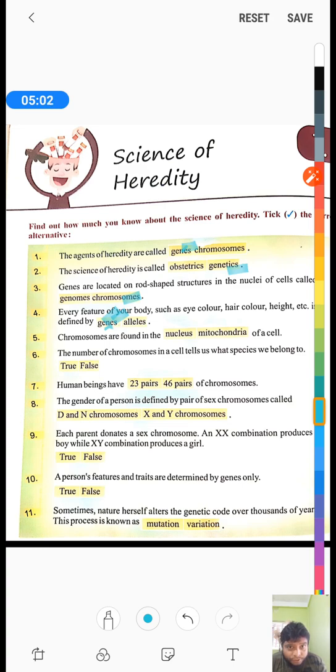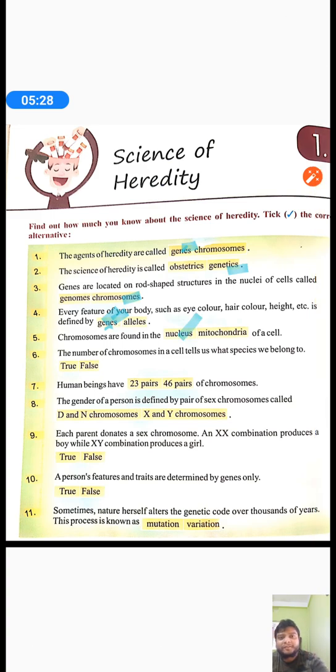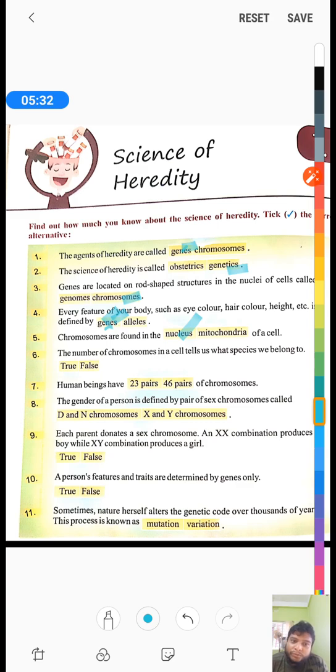Now, next question. Chromosomes are found in the nucleus or mitochondria of a cell? This answer is given in the above question only, I guess. Right? So tell me, where is it found? Nucleus or mitochondria? Okay, if you have chosen nucleus, then you are correct, because I already told you, chromosome is found inside the nucleus. Cell has a nucleus, and inside that nucleus you will see the chromosome, whereas mitochondria is another part, which is basically the powerhouse of a cell. It gives power to the cell.